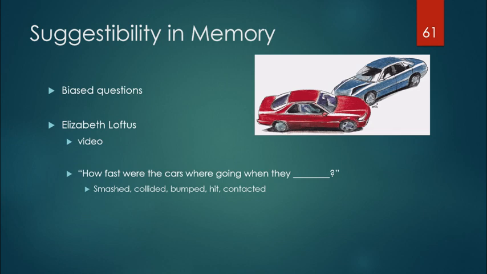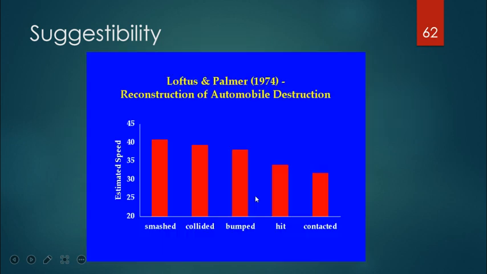Yet another group would be asked, how fast were the cars going when they bumped? Another group, how fast were they going when they hit? Another group, how fast were they going when they contacted? So each of these words used in the different conditions has a slightly different semantic meaning. And lo and behold, people had different estimates for how fast those cars were going based on the last word of that sentence. And this is pretty much what her data looked like from this experiment.